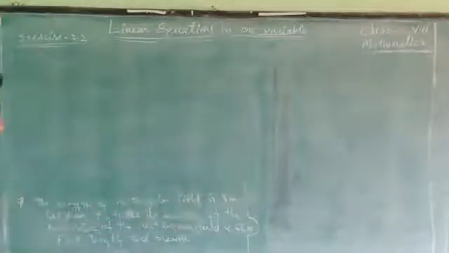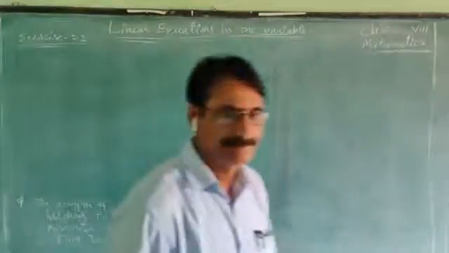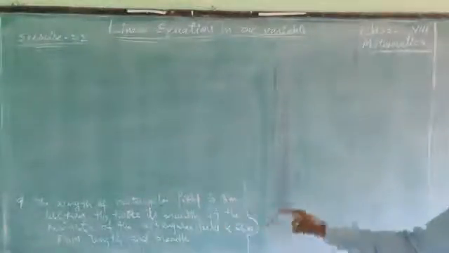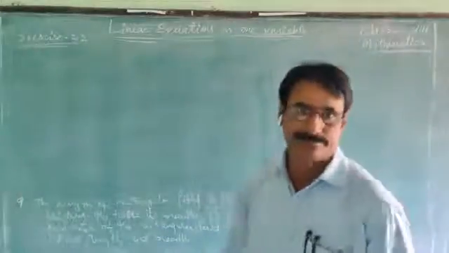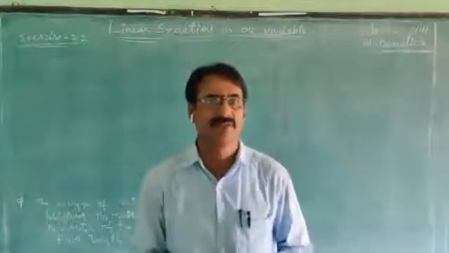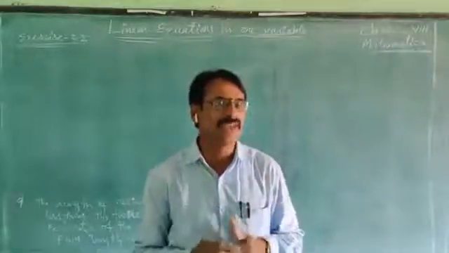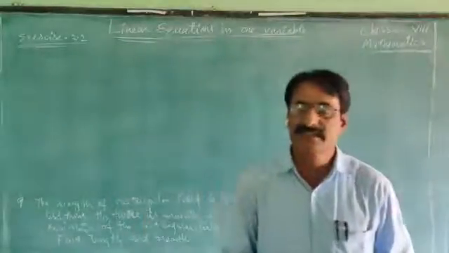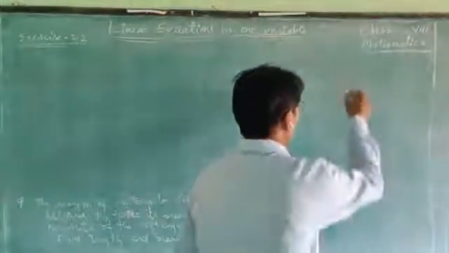The length of a rectangular field is 8 meters less than twice its breadth. If the perimeter of the rectangular field is 56 meters, find the length and breadth. I think in the previous class, in this same chapter, we observed one example sum of this type, given with a rectangular shaped field.